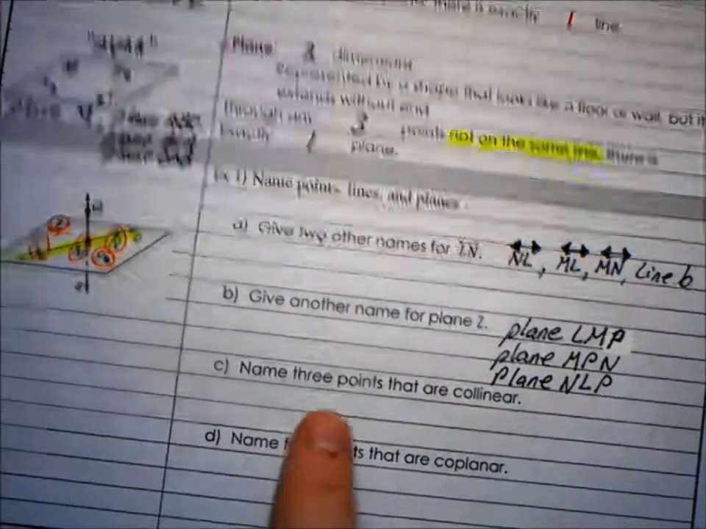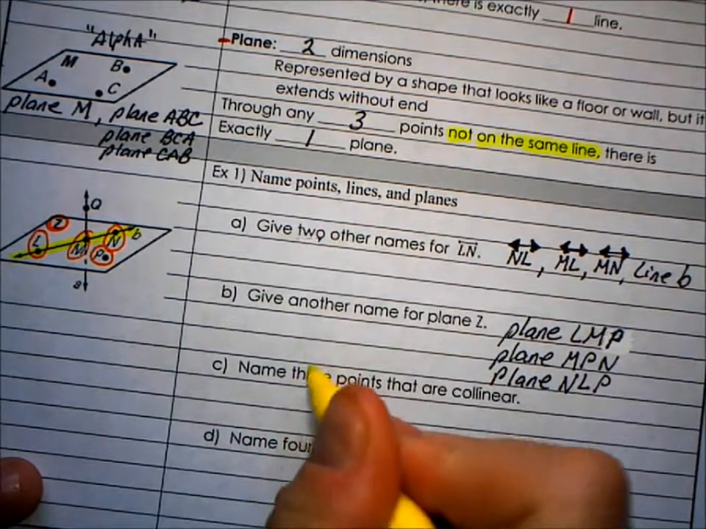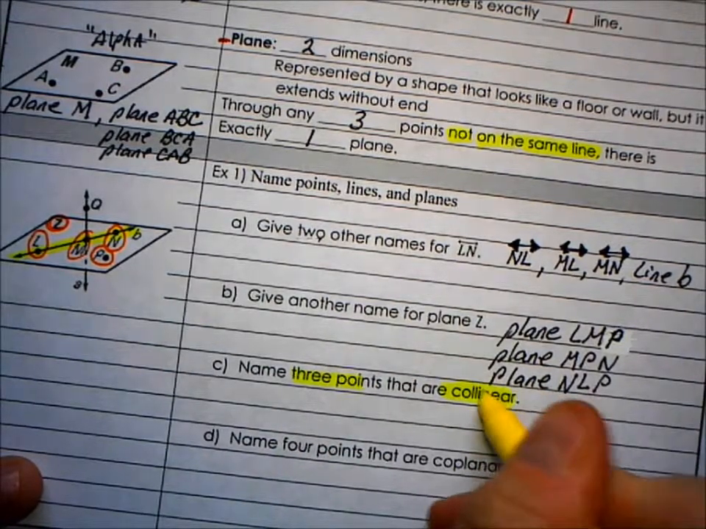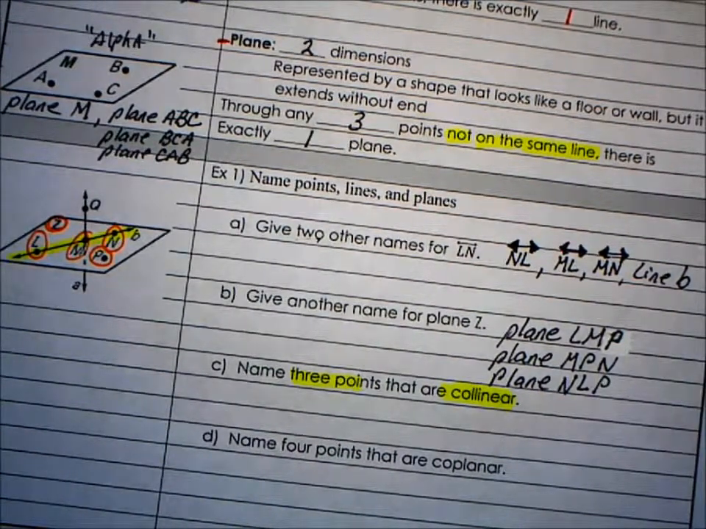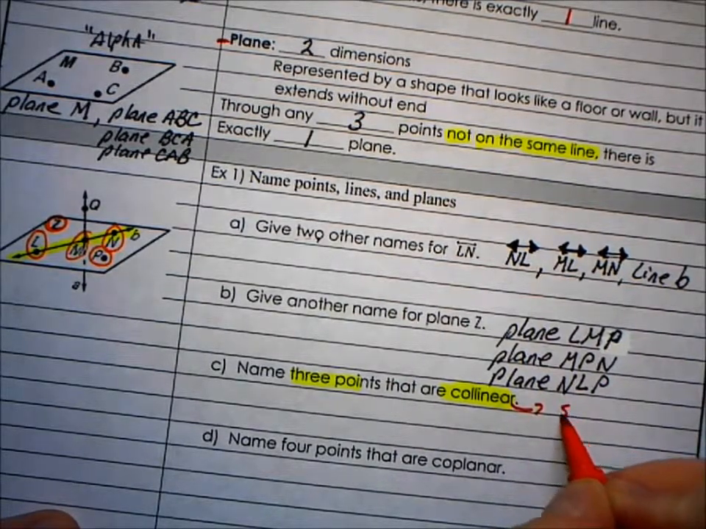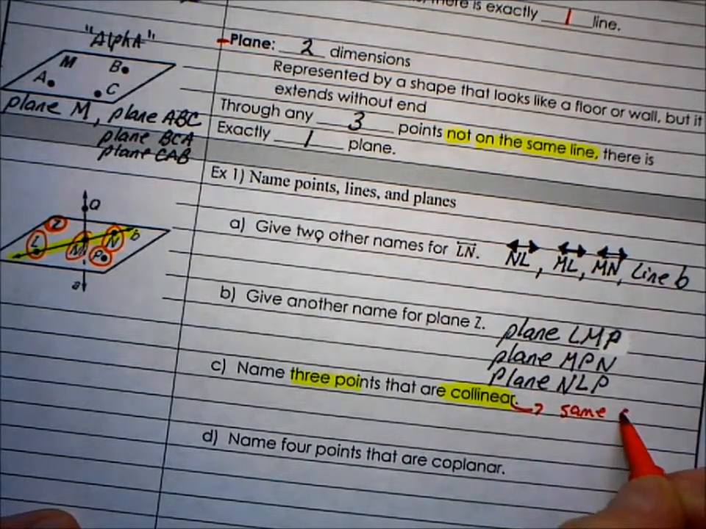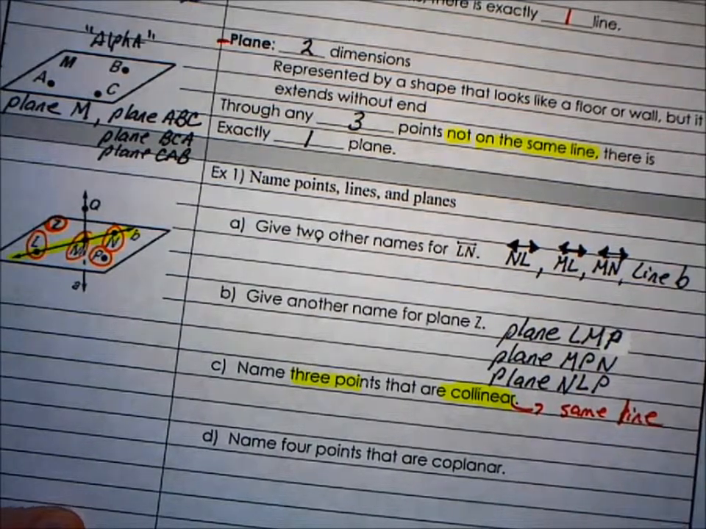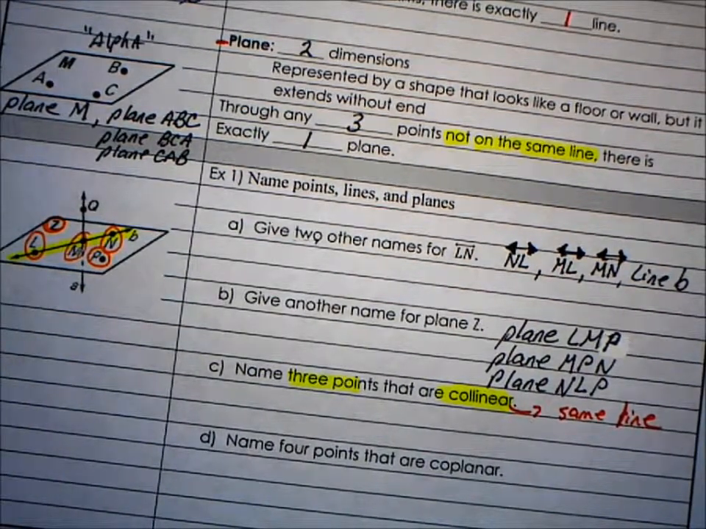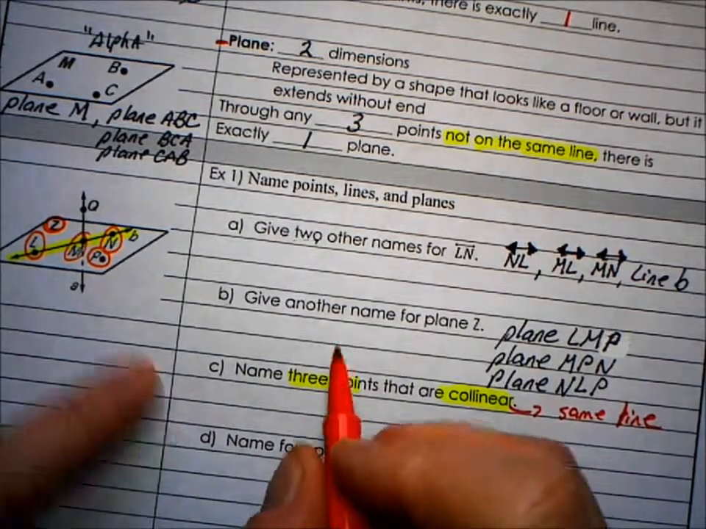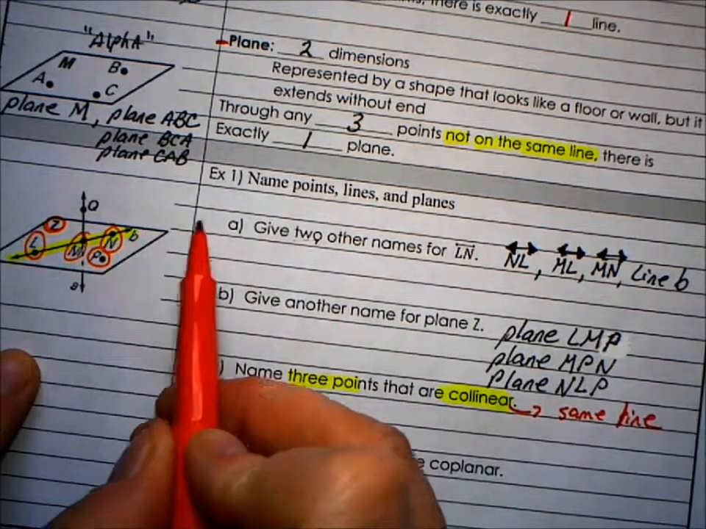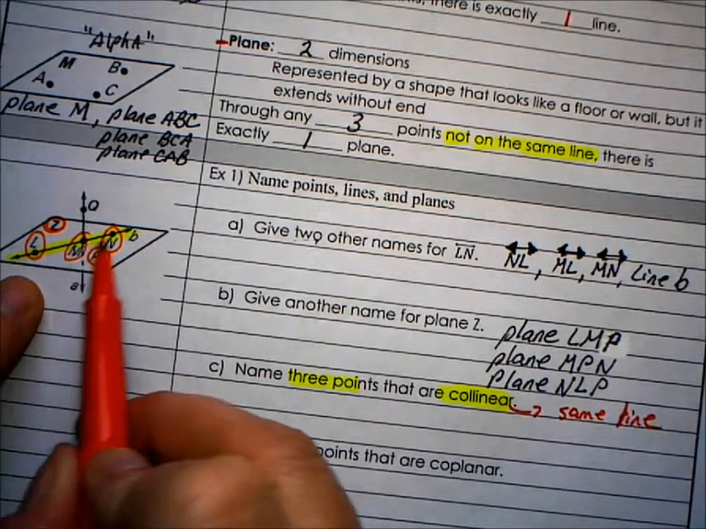Alright, on C it says we want to name 3 points that are collinear. Now in your vocabulary, collinear meant that the points were on the same line. You might want to add that on there. Same line is collinear. If I'm looking here, 3 points, straight line, I could say would be L, M, N.